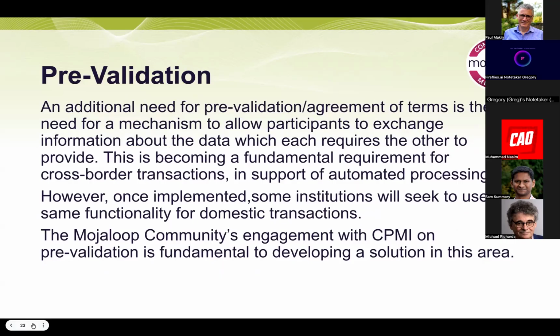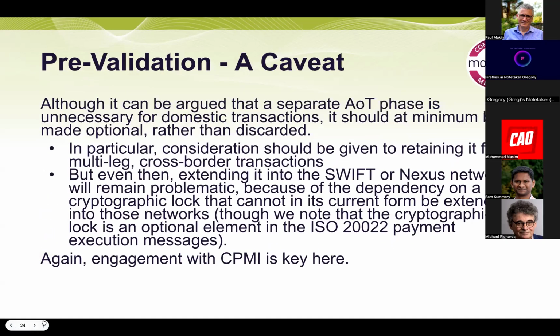An additional need for pre-validation, also known as agreement of terms, is the need for a mechanism to allow participants to exchange information about the data which each requires the other to provide. This is particularly important in cross-border transactions. But we do think that once implemented for cross-border, some institutions will seek to use the same functionality for domestic. So the Mojaloop community are engaged with CPMI. Michael is our representative there, and he's leading a working group on pre-validation. And we think that we can use that as a vehicle to try and convince others to adopt our approach.